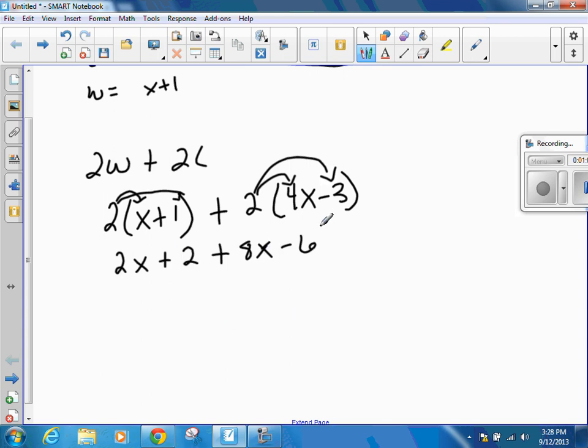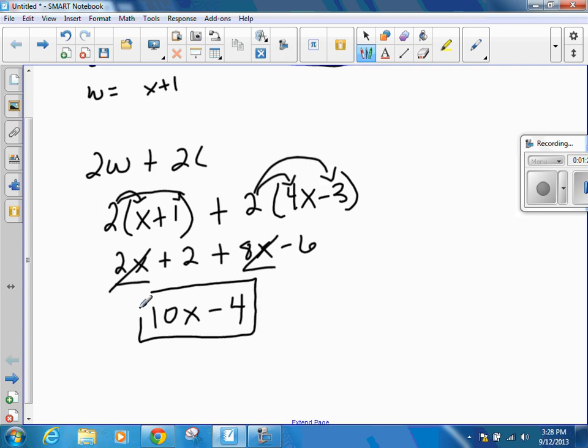Then I'm going to combine like terms. So my first like terms I see are the x's. So I have 2x and 8x. So I'm going to combine those. So 2 plus 8 is 10x. Cross those off because I'm done with them. And then I have 2 minus 6, which gives me negative 4. So I have 10x minus 4, and that would be my answer.